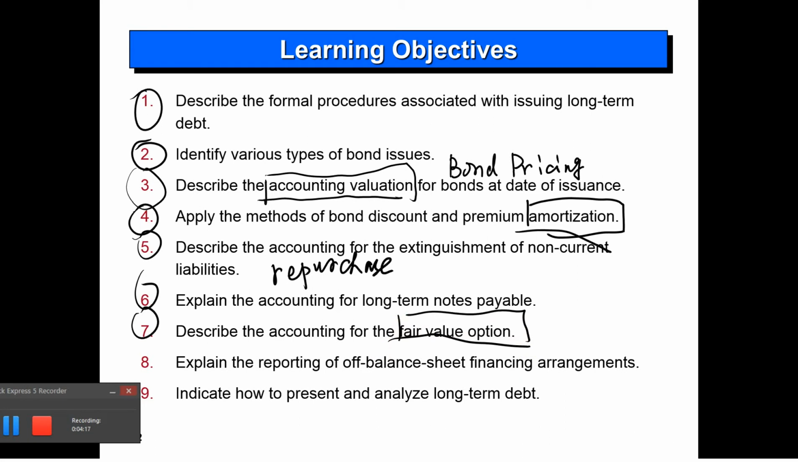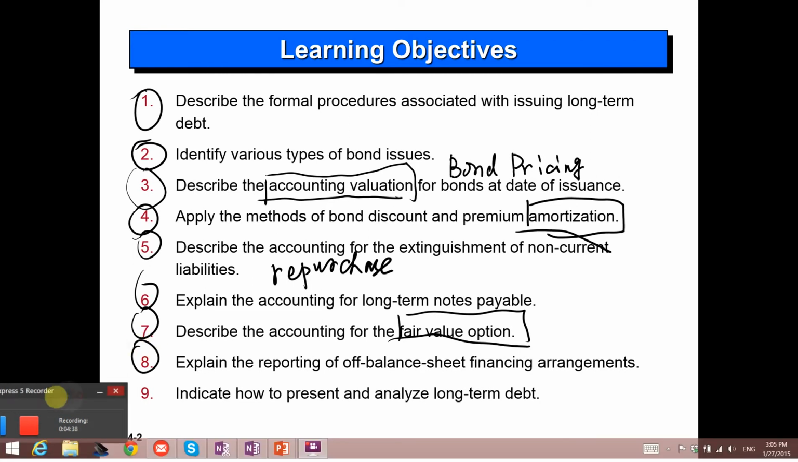If you look at the CPA exam questions, usually questions related to fair value options are very concept-based. So as long as you know the concept, you should be fine. Number 8, explain the reporting of balance sheet financing arrangements. Again, this is just about the standards, and we don't plan to spend too much time on this one. Number 9, indicate how to present and analyze long-term debt.